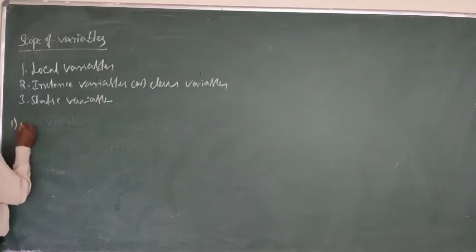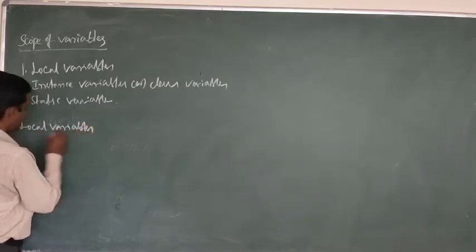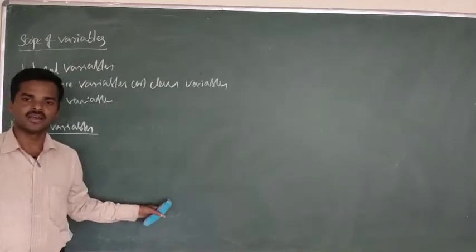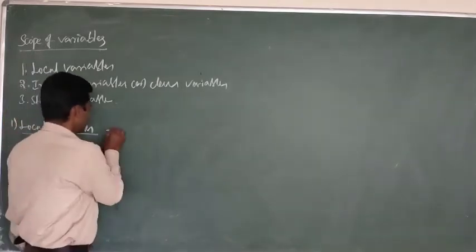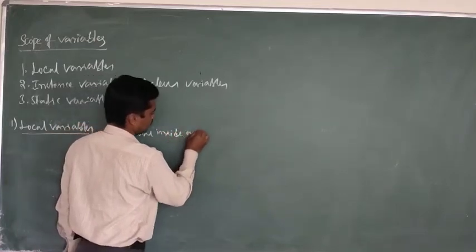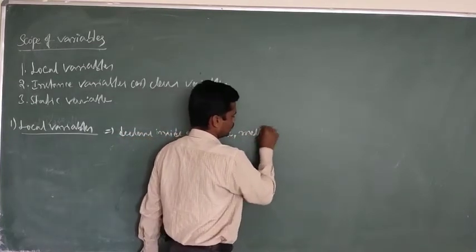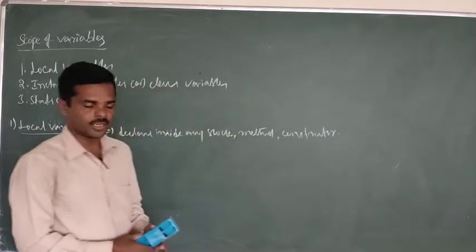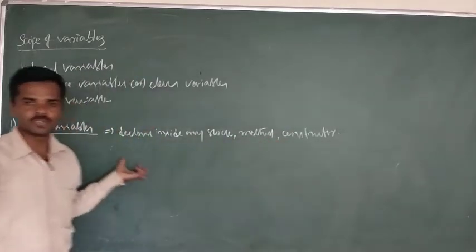Number one, local variables. The variables which are declared inside any block, method or constructor are called local variables. If you declare variables inside any particular block or method or constructor, those variables are called what?